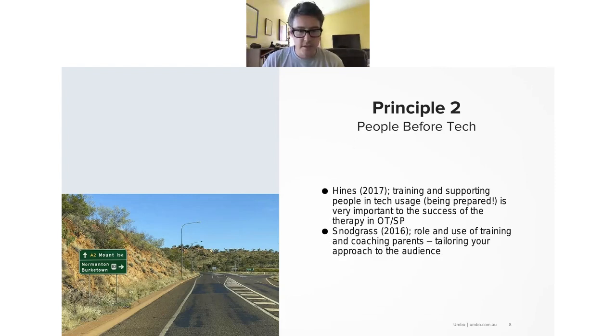So a bit of the literature behind this. You've got to be prepared. You have to know the platform you're using. You have to know how to use it yourself. And the other person at the other end needs to be able to support your client to be able to use it as well. That's a huge factor in the level of success that you have in your therapy.